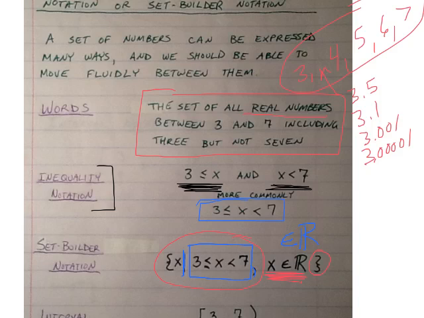One easy way to draw braces is you draw two parentheses above and below each other, and then kind of a caret between the two of them. So that's set builder notation.